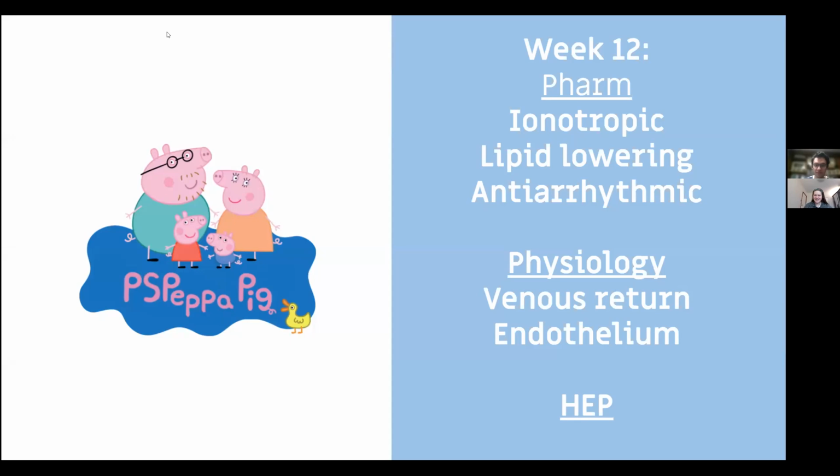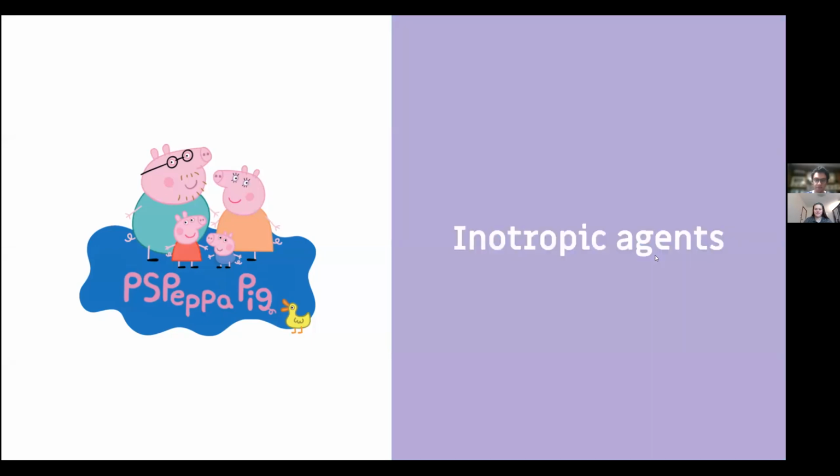But we have pharm going through inotropic, which is relating to heart failure, lipid lowering, which is relating to a lot more risk factor sort of things like atherosclerosis, anti-arrhythmic, which is relating to the kind of beating of the heart. And we'll do physiology, a very small amount on venous return, a very large amount on endothelium, which isn't too high yield, and some HEP. So to begin with, we'll start with inotropic agents.